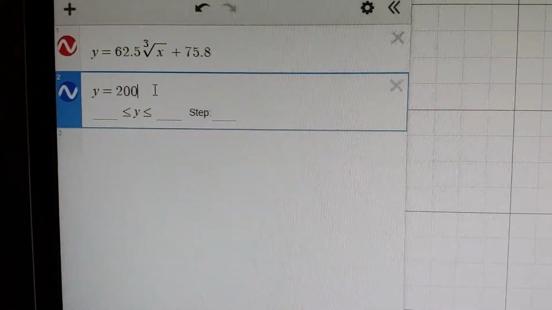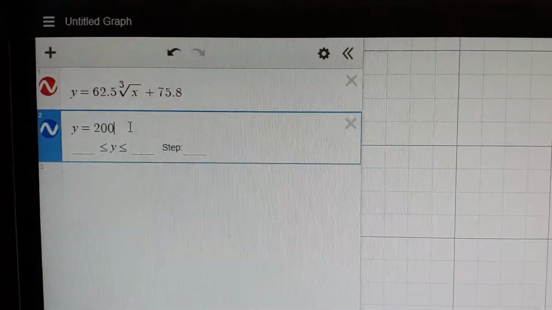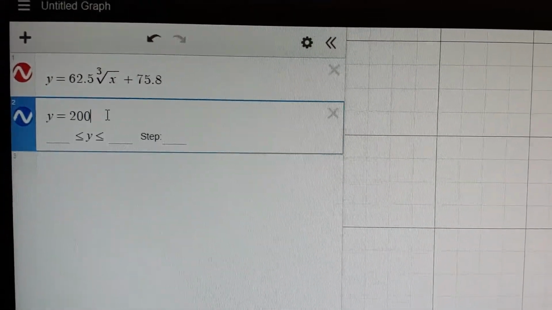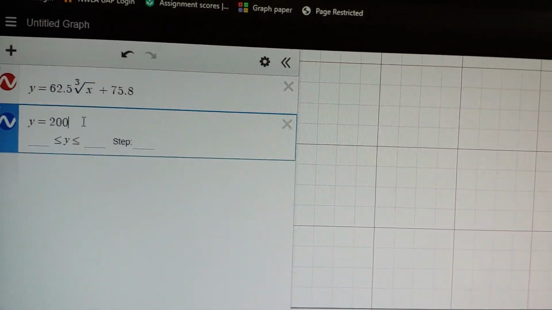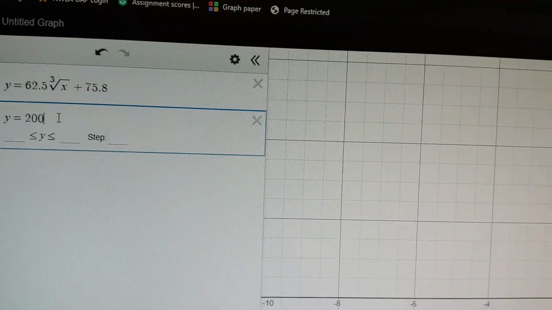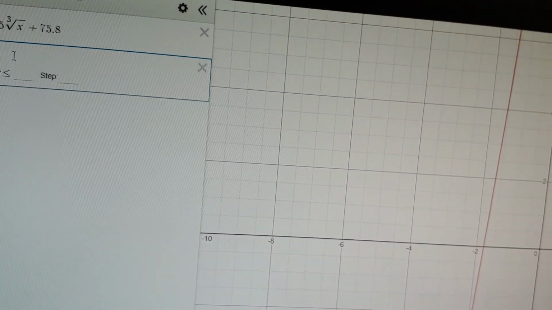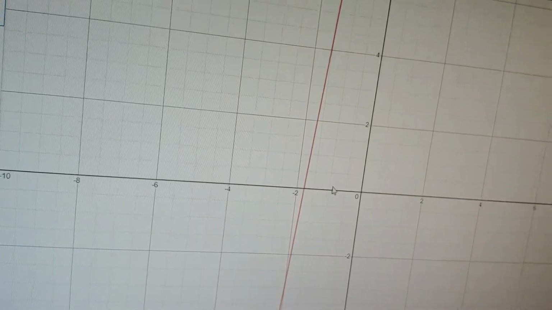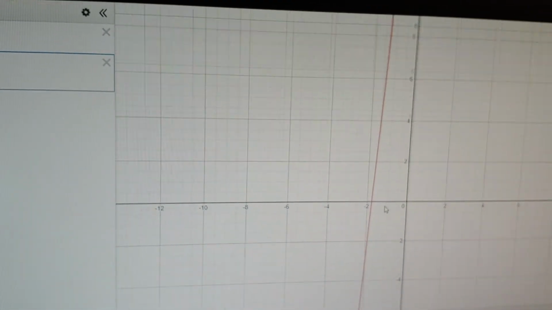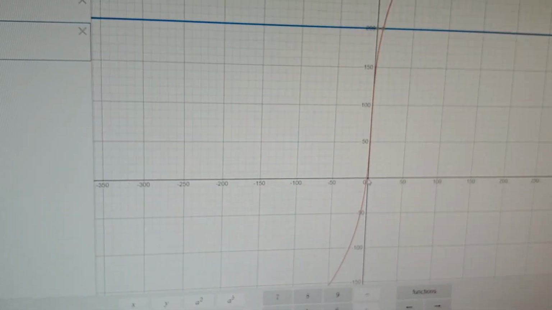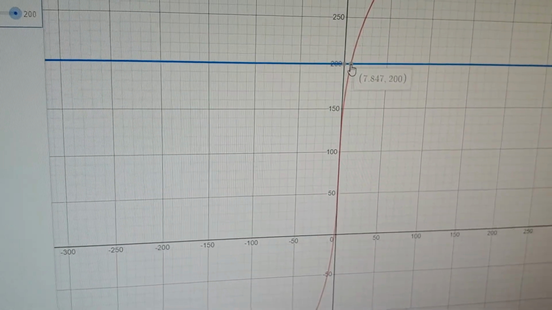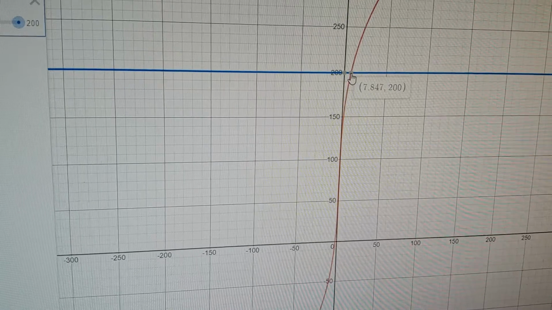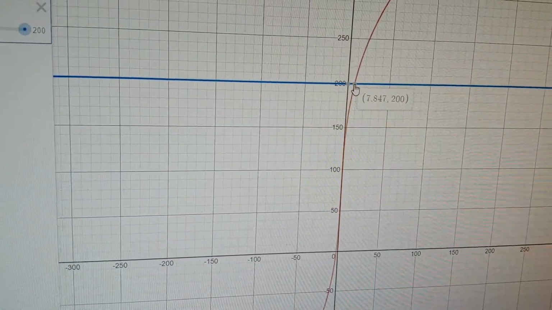So I'm going to plug it in, and I already did. If you notice, I typed it in exactly as was on the equation sheet. And now they wanted to figure out how old the elephant was when he reached 200 centimeters. So what we do is zoom out, and we're going to look at where they intersect. And we look at the x coordinate. So that's our answer right there.